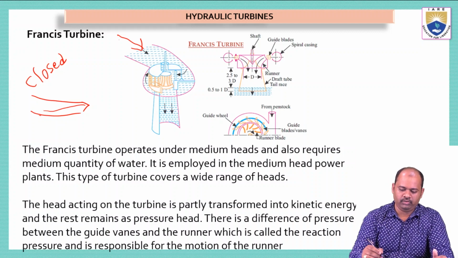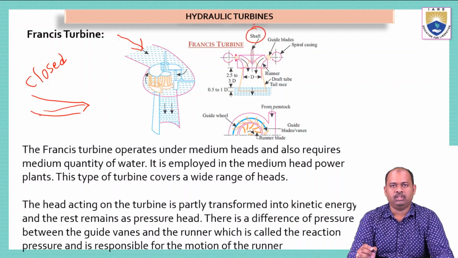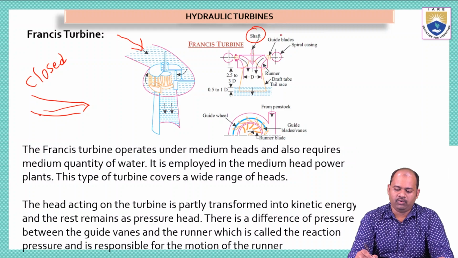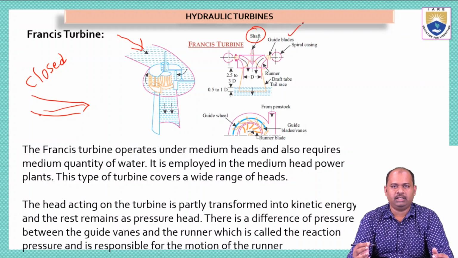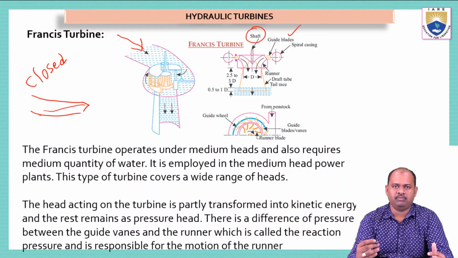Okay. Now, let us see some basic parts. We have a shaft. Shaft is nothing but a metallic rod which is attached to the turbine wheel. And we have guide blades. Guide blades are nothing but mechanical structures which are fitted inside the turbine to make the water flow through the turbine. They guide the water to enter into the turbine runner. Runner is nothing but the wheel which is rotating.